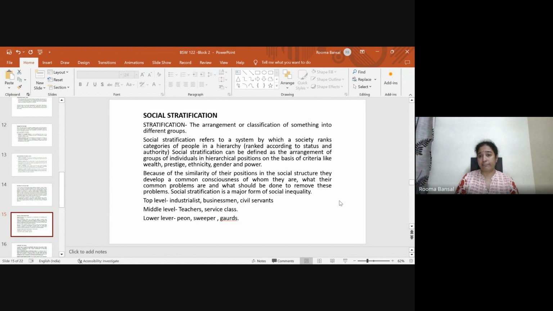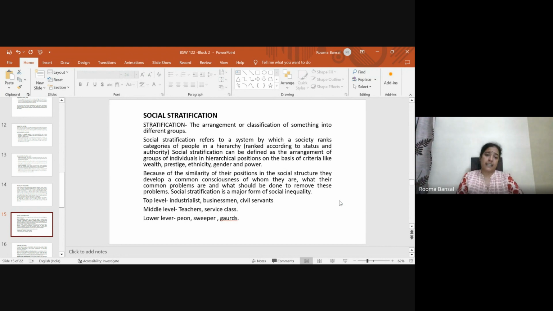Social stratification can be defined as the arrangement of groups of individuals in hierarchical positions on the basis of criteria like wealth, prestige, ethnicity, gender, and power. Because of similarity of their positions in the social structure, they develop a common consciousness of who they are, what their common problems are, and what should be done to remove these problems. Social stratification is a major form of social inequality. It means the division of social status, or division of society, is the major form of social inequality.